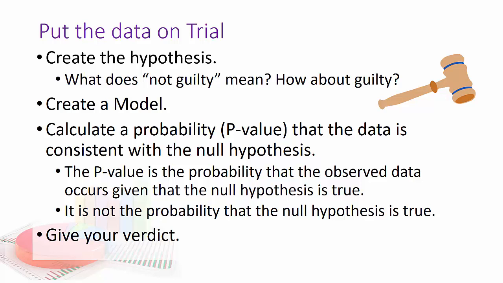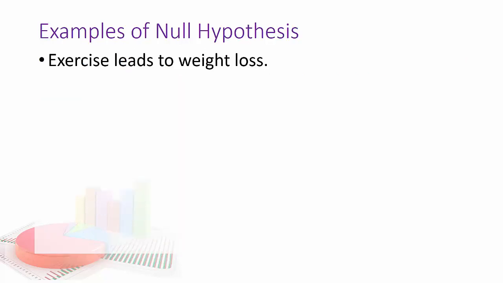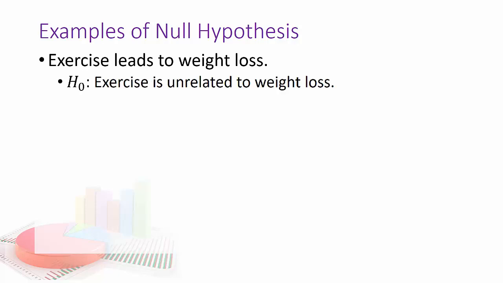All right, so let's do some examples of null hypothesis. So if I wanted to test the idea that exercise leads to weight loss, we actually say the null hypothesis: exercise is unrelated to weight loss. If I want to prove it leads to weight loss, I have to be able to reject that they're unrelated.